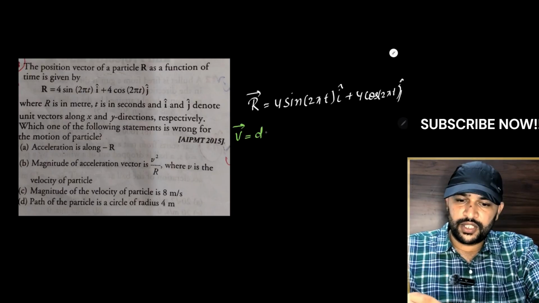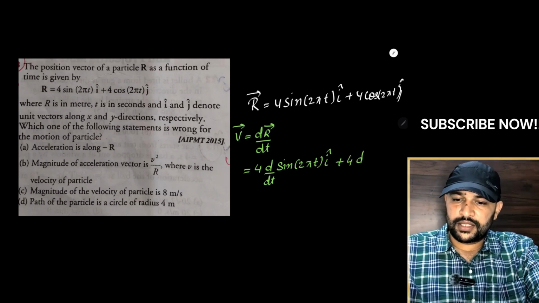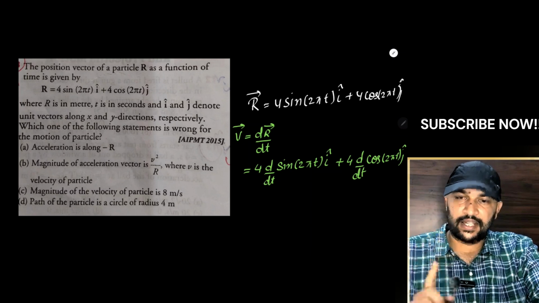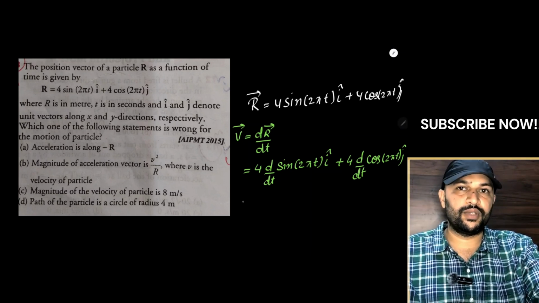We know that velocity vector v will be equals to dr by dt, differentiation of r. And here 4 is constant. So, I am taking it out and I am just writing d by dt of sine 2 pi t i cap plus 4 outside again d by dt of cos 2 pi t j cap, right. Now, they are saying acceleration. So, we will have to differentiate the velocity once again to get the acceleration. Be very careful with that, right.